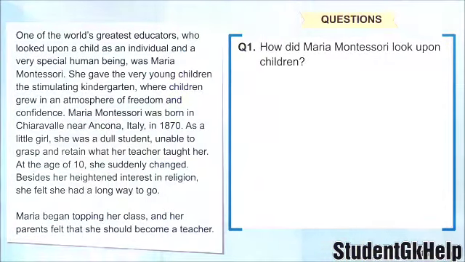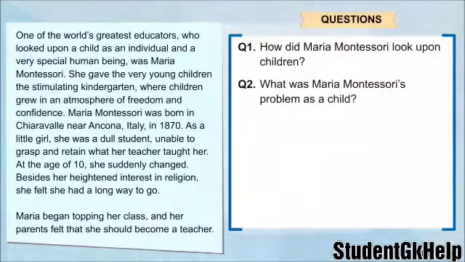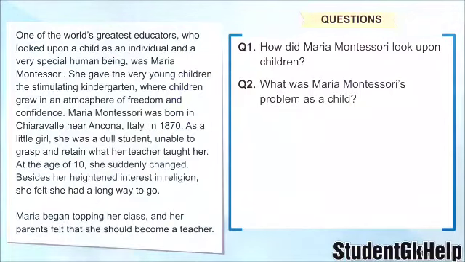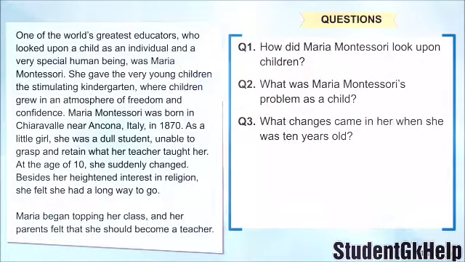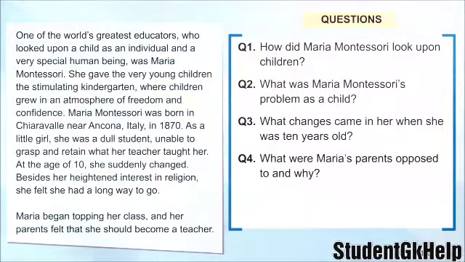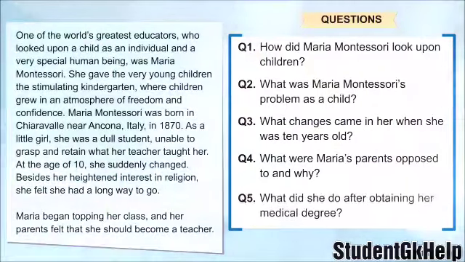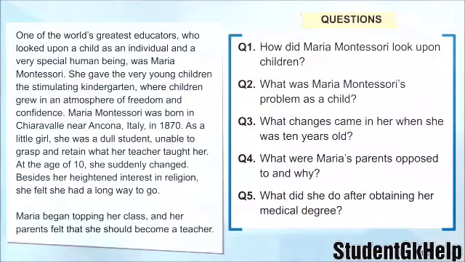1. How did Maria Montessori look upon children? 2. What was Maria Montessori's problem as a child? 3. What changes came in her when she was 10 years old? 4. What were Maria's parents opposed to and why? 5. What did she do after obtaining her medical degree?